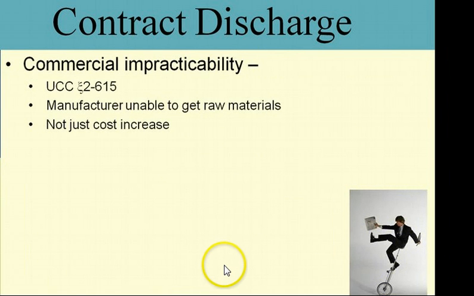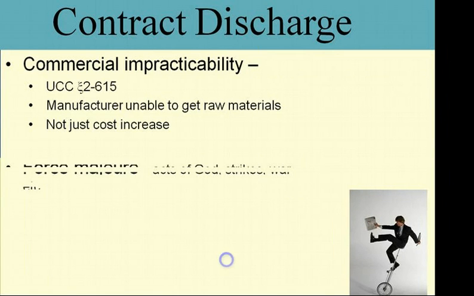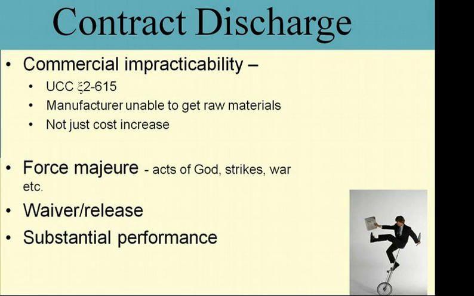Okay, so contract discharge, commercial impracticability. The UCC, the Uniform Commercial Code, identifies this. For example, if manufacturers are unable to get raw materials, it's not just a cost increase, but they just can't get them. Force majeure: acts of God, strikes, war. Most contracts have an express provision that the party is excused for any force majeure. A waiver or release is where one party releases the other party from any performance. Sometimes it can be upon payment. Sometimes it can be because they just negotiate it and want to continue in a good working relationship, and so one party releases the other party.